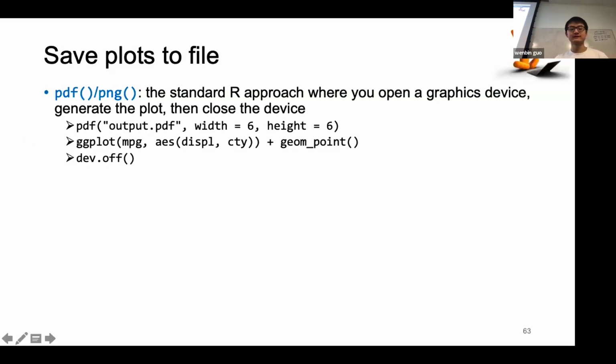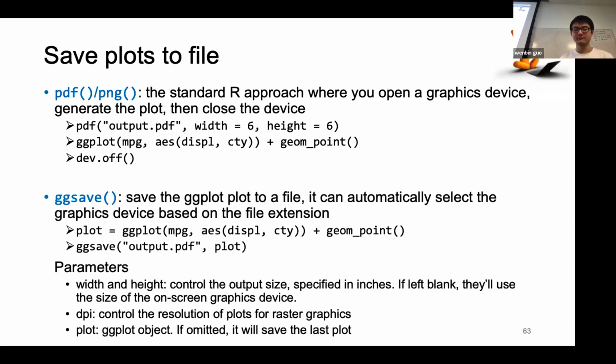If you want to save a raster figure, simply replace pdf with png. There are also some other parameters you can use, but we're not going into details about that.